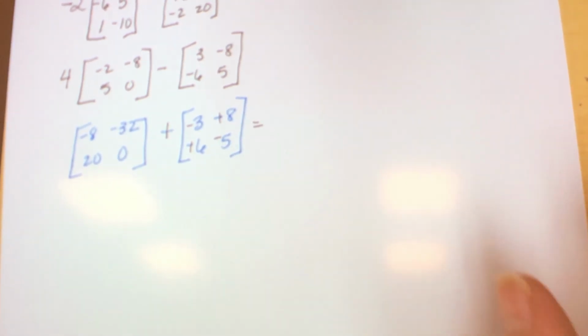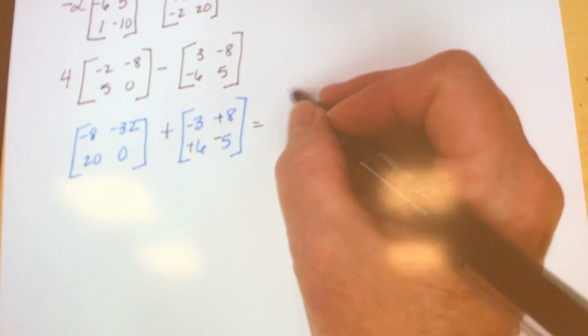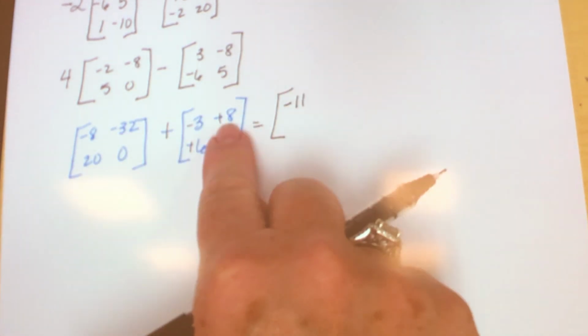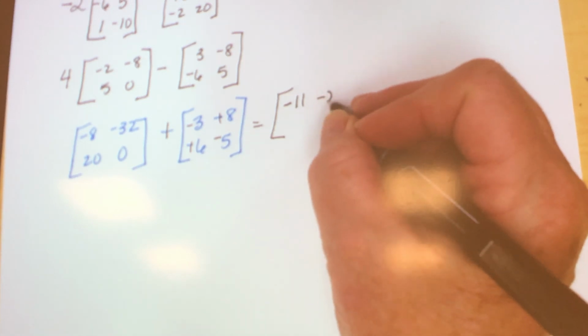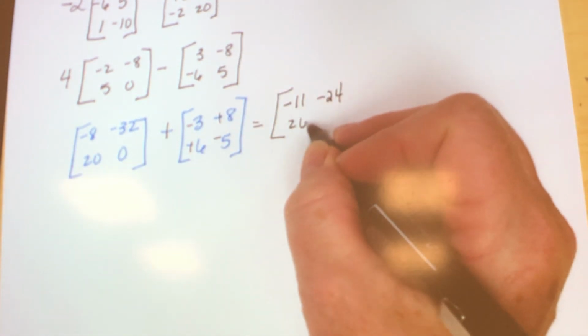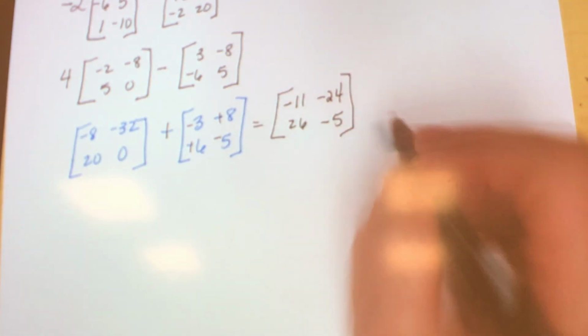Okay? I think I got it. All right. So, what's -8 and -3? -11. What's -32 and +8? What's 20 and 6? 26. What's 0 and -5? There's my answer.